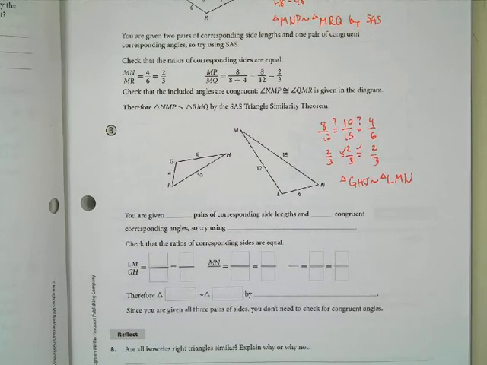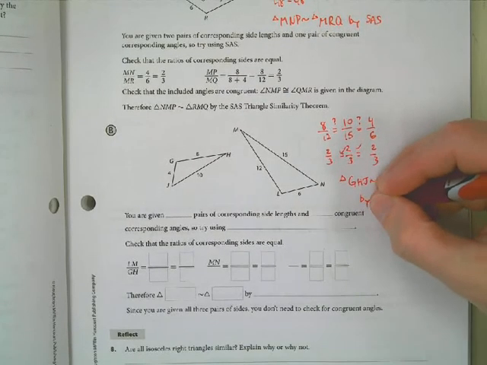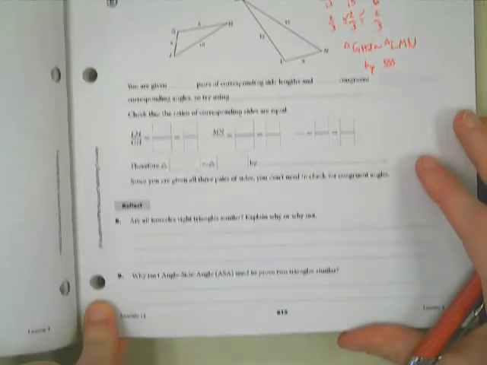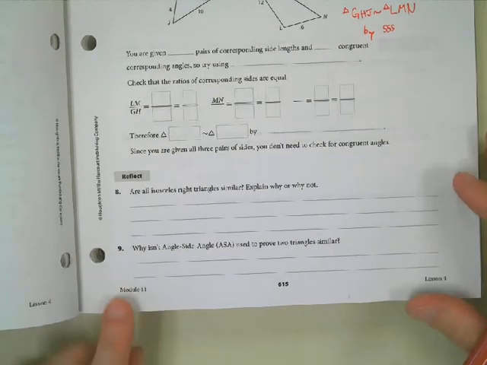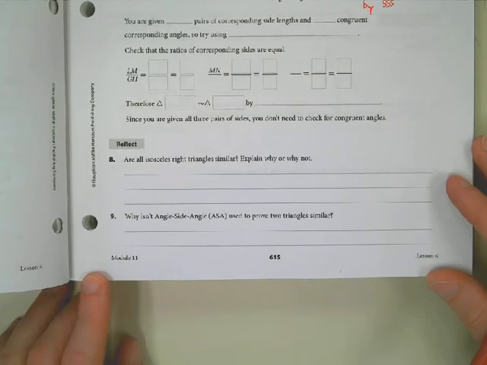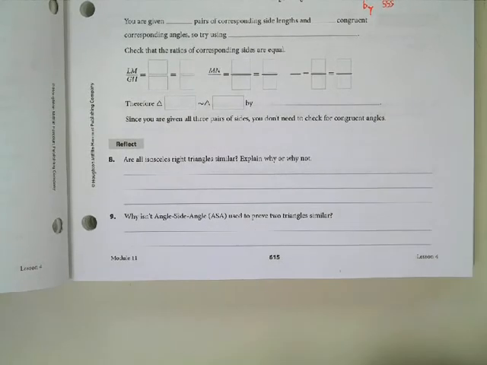So there's that. All right, side, side, side. Okay. I do kind of want to look at these two questions down here at the bottom. Number 8 says, are all isosceles right triangles similar? Why or why not?